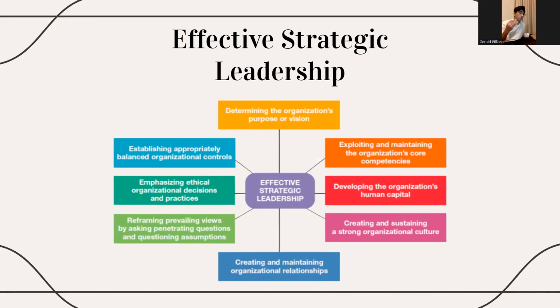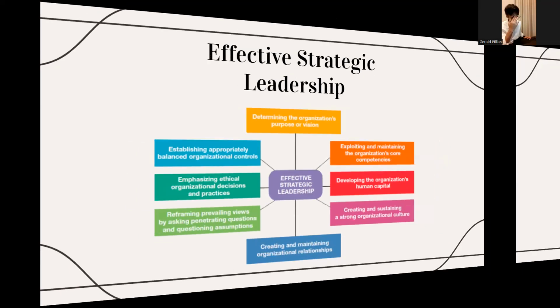There's the organization's purpose or vision to determine, establishing appropriately balanced organizational controls, emphasizing ethical organization decisions and practices, reframing prevailing views by asking penetrating questions and questioning assumptions, creating and maintaining organizational relationships, and so on and so on. So this pretty much is just saying what you should do as a manager, how you should manage your company, how you should manage your employees, and it's just you maintaining your human resource. Right, let's go on.